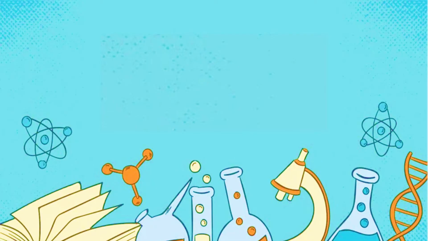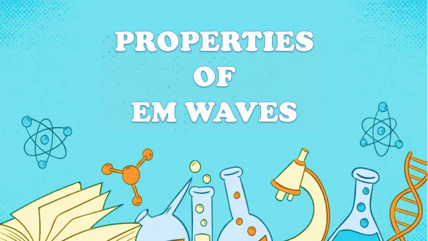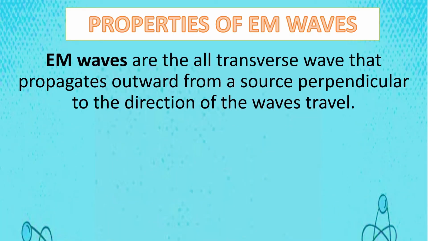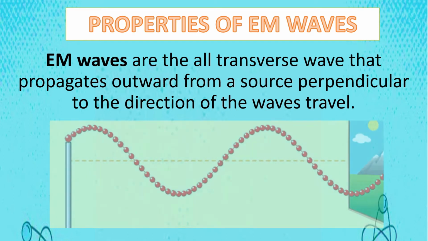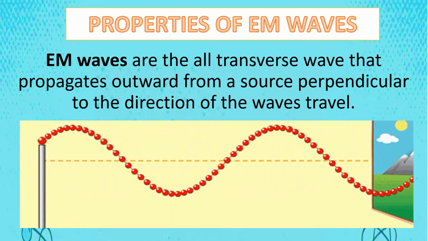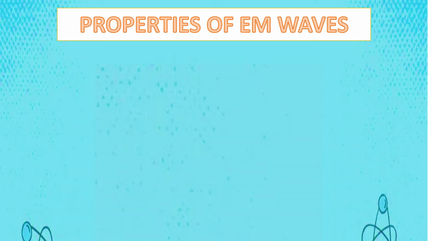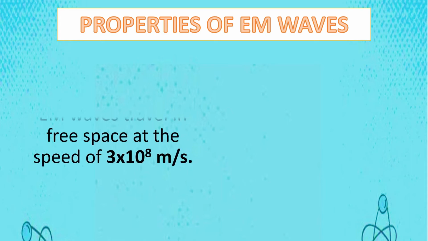There are also different properties of EM waves. EM waves are all transverse waves that propagate outward from a source perpendicular to the direction of the wave's travel. The creation of all EM waves begins with an oscillating charged particle, which creates an oscillating electric field and magnetic field. Another property of EM waves is that they can travel in free space at the speed of 3 × 10⁸ meters per second.